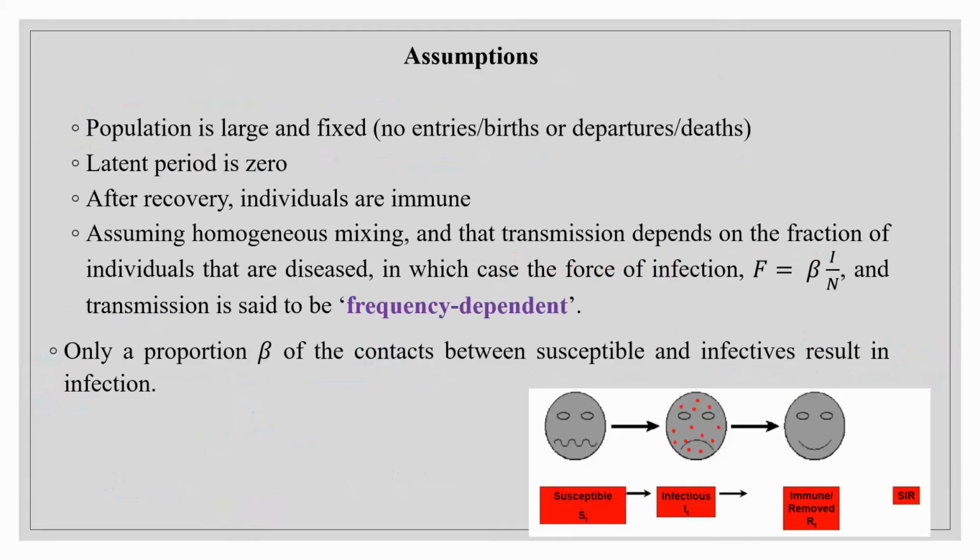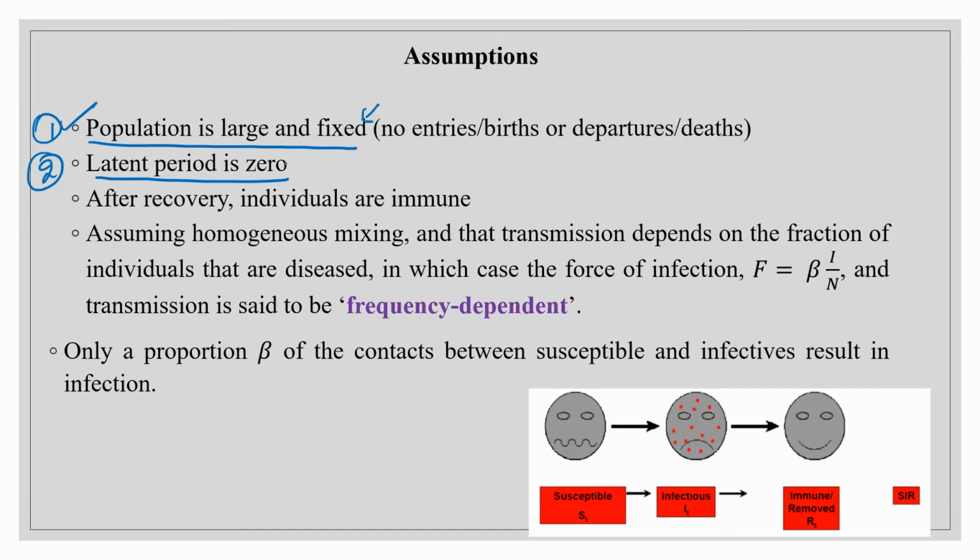And obviously I have told you that for formulating any model we have to make assumptions. So this is the first assumption, that the population is considered to be large and fixed. That means there is no birth, no death, no arrival, no departure. So this was the first assumption. And the second assumption is that the latent period is 0.